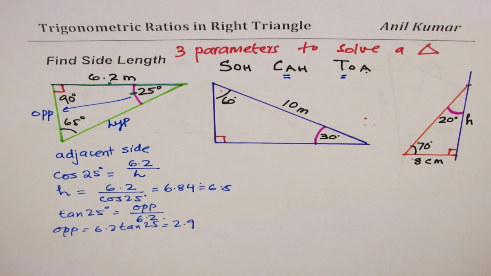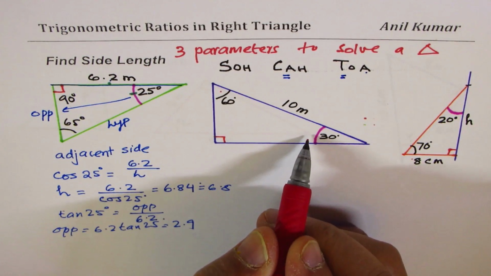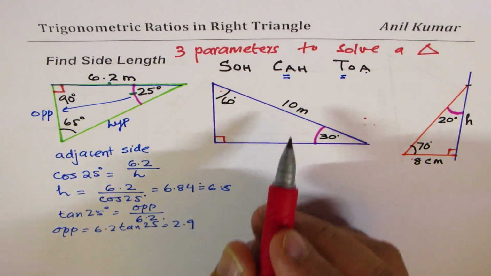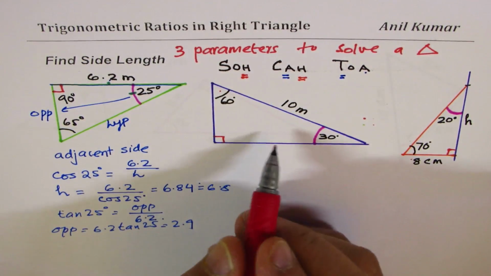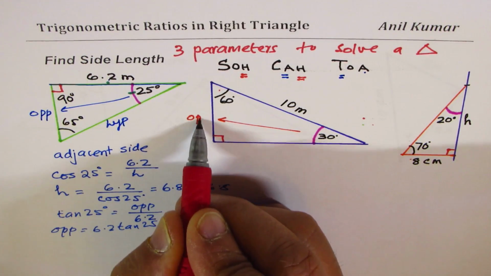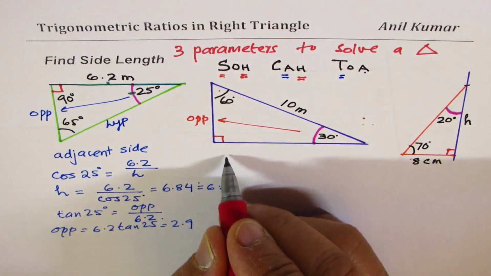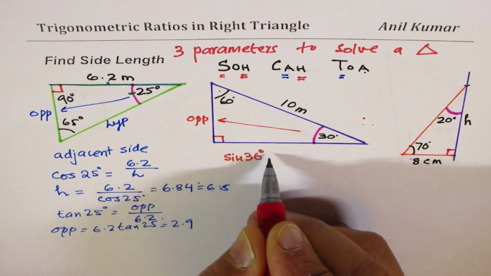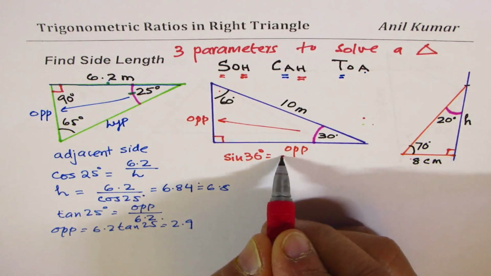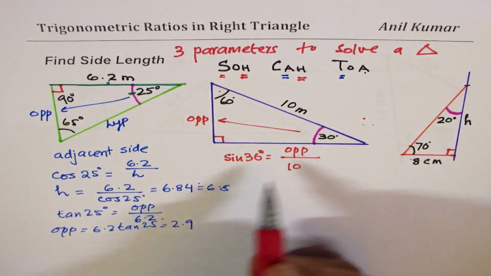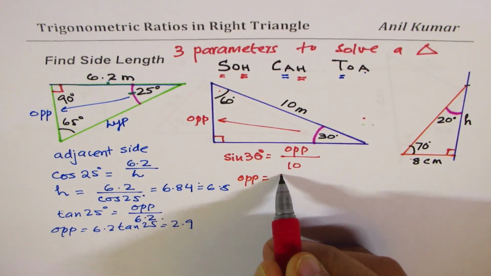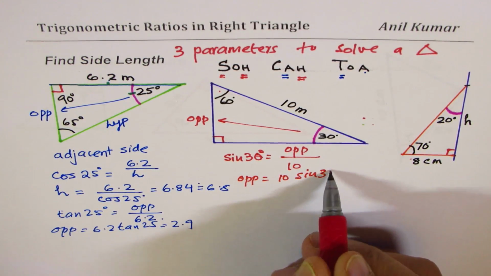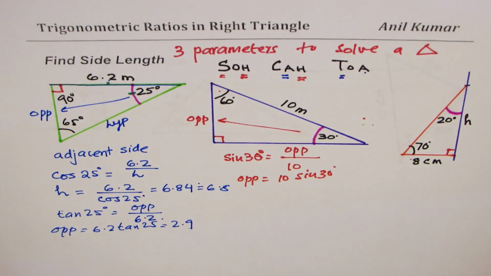Now in this particular triangle, 30 was given to us, and that is the hypotenuse. Since we are given the hypotenuse, we should use sine or cosine. If I look at this side, it becomes the opposite side, so I could use sine. I can write sine of 30 degrees is equal to the opposite side over 10. Therefore, the opposite side is 10 times sine 30. Is that okay? So the opposite side equals 10 times sine of 30 degrees. You get your answer. The other value can be easily calculated.